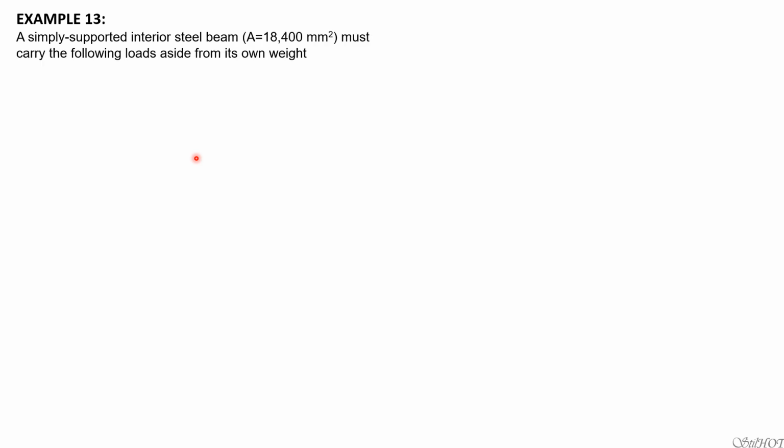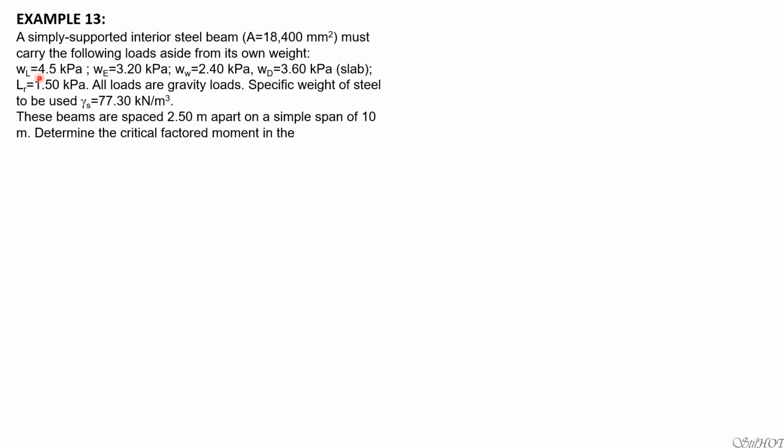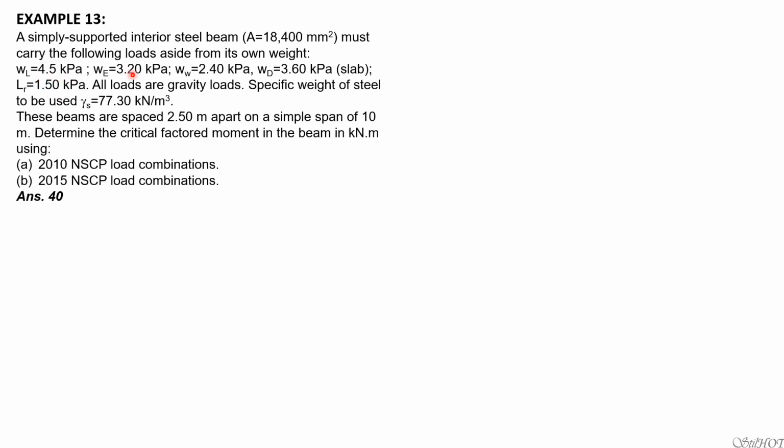So let's have the solution to example 13. This is about the load combinations 2010 and 2015. A simply supported interior steel beam, cross-sectional area 18,400 mm², must carry the following loads aside from its own weight. So we have here uniform live load 4.5, earthquake 3.2 kilopascals, wind load 2.4, dead load 3.6, which is the weight of the slab.